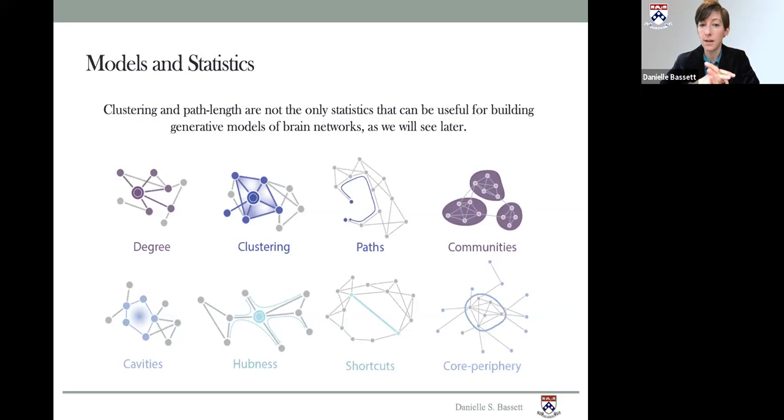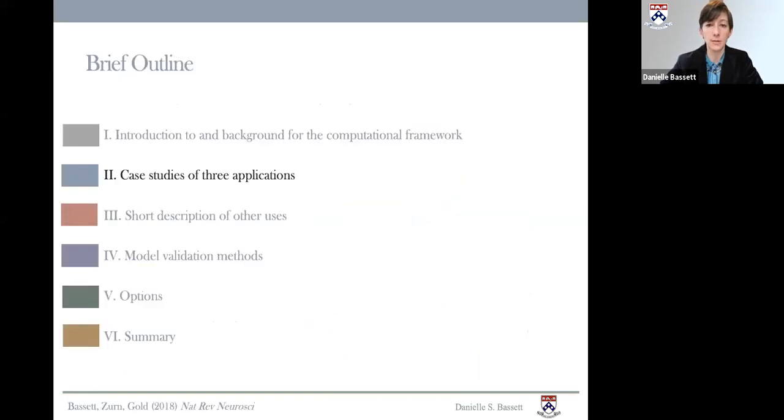But the clustering and the path length are not the only statistics that can be useful for building generative models of brain networks, as we're going to see later. So we will definitely talk about community structure and some of these other ideas as well. I just wanted to highlight clustering and path length because that harks back to some of the important historical work that has motivated a lot of open questions in network neuroscience.